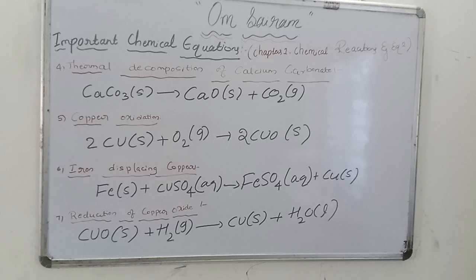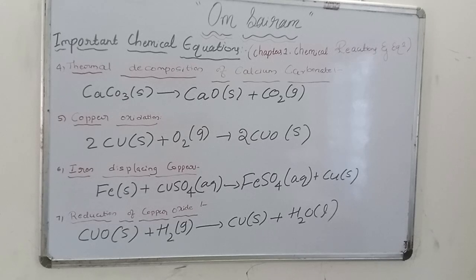The copper oxidation: copper is mixed with the oxygen present in the air in the form of gas, to get copper oxide. Then iron displacing copper: Fe, the iron, is mixed with the copper sulfate in the aqueous solution. As you know, an aqueous solution is completely dissolved in water, and the product you will get is FeSO4 plus Cu. Here FeSO4 is in the form of aqueous solution, and you will get the copper.